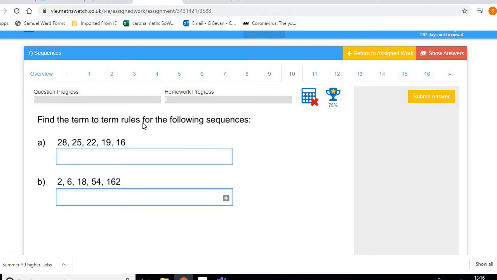Finding the term-to-term rules is, well, sometimes it's adding, sometimes it's taking away, subtracting, and you do need to use the word subtract rather than take away. Sometimes it's multiply, sometimes it's divide. Okay, so you need to go through them. This one is going down, so it's either going to be subtracting or dividing because it's getting smaller. So you could start by saying, okay, well 28 take away 25 is 3, so it could be subtract 3, and then you need to check that works to make sure that that is true for all the numbers in the sequence.